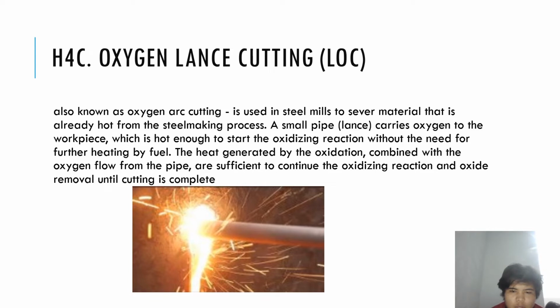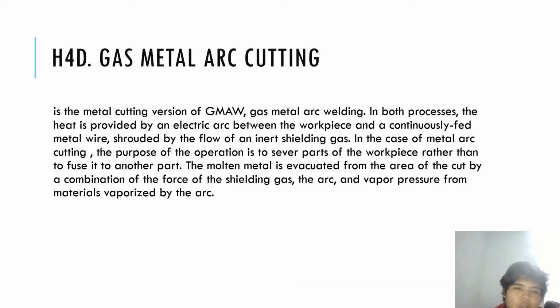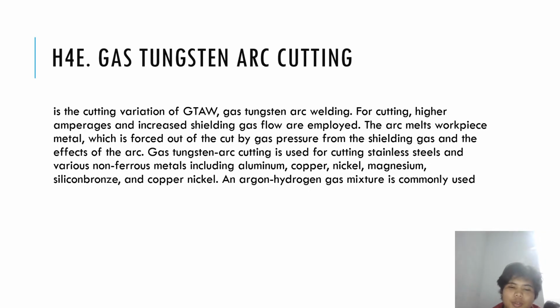So now the cutting process has started. So that's all. Gas metal arc cutting is actually the same one, so we don't need to talk about this one. And gas tungsten arc cutting is actually the same again, but we are using tungsten as the anode.